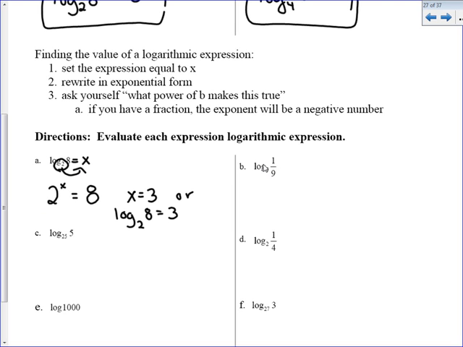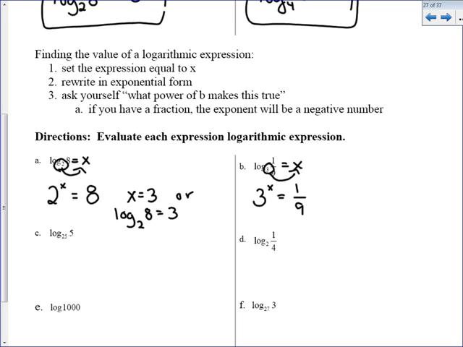So for B, we have log base 3 of 1/9. We want to find its value. We don't know it, so to make this an equation, I'm going to set it equal to x. And then I can switch formats. So when I go to write my exponential, what's my base? 3. And then I go to the other side. I have it to the x power equals 1/9. So now I need to think, 3 to what power gives me 1/9?